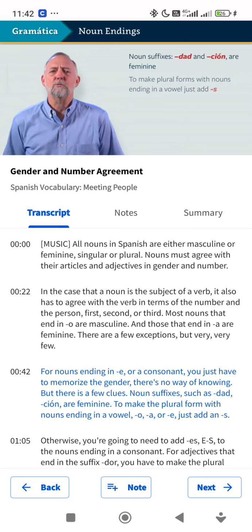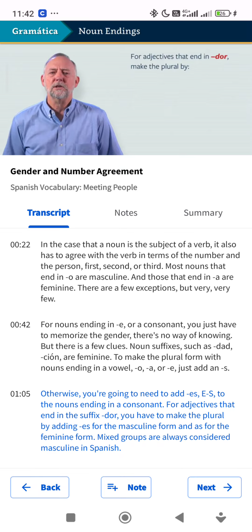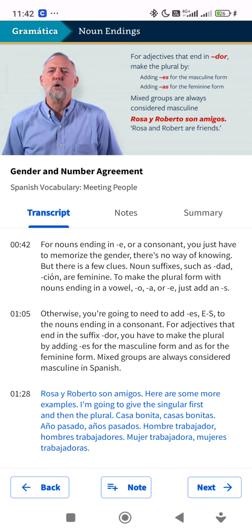To make the plural form with nouns ending in a vowel, o, a, or e, just add an s. Otherwise, you're going to need to add es to the nouns ending in a consonant. For adjectives that end in the suffix -dor, you have to make the plural by adding es for the masculine form and as for the feminine form. Mixed groups are always considered masculine in Spanish. Rosa y Roberto son amigos.